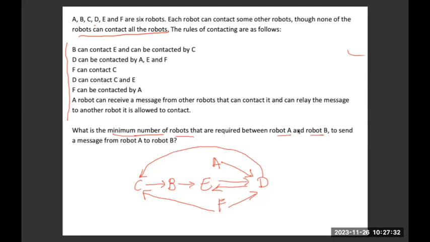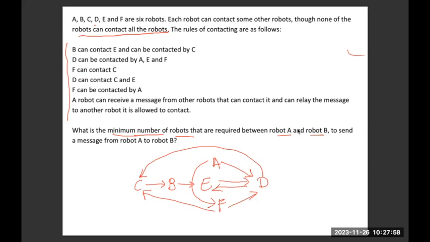So how do I draw it? One second. Okay, let me draw it like this. F can be contacted by A, so it's the other way around. A robot can receive a message from other robots that can connect it and can relay the message to another robot. It is allowed to connect. So this is more like a two-way loop is provided.